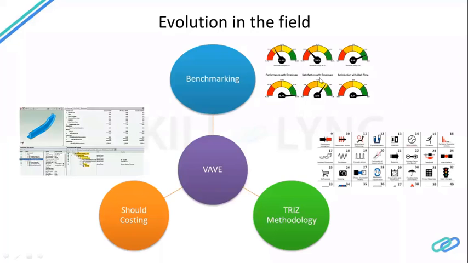Now let's have a look at the different evolution that has happened in this field of VAVE. As you can see, VAVE is not a standalone department or function anymore. Now it is also integrated with benchmarking, should costing, and different methodologies like QFD or TIS methodology and many others. Quick view at benchmarking, should costing, and TIS. What do we mean by that?